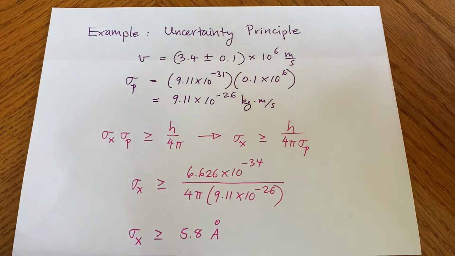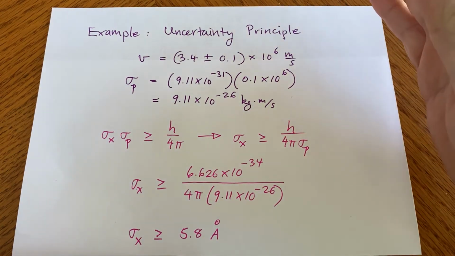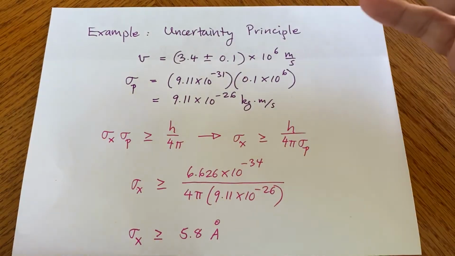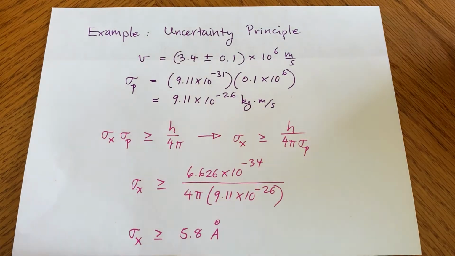And that's true for an electron. So when you confine it so you know exactly where its position is, that means you're losing information about its momentum. If you measure its momentum really, really well, that means you have to be losing information about its position.